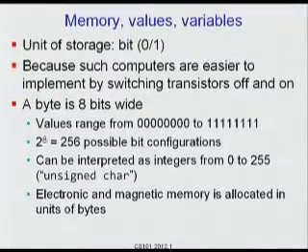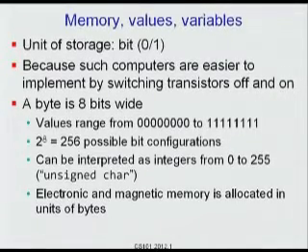And if we choose to, we can interpret them as integers between 0 and 255, which in C and C++ is called the type unsigned character. Unsigned meaning it doesn't have a sign. It can't be plus or minus. It's only plus. Okay. So in ordinary computers, all electronic and magnetic memory is allocated in units of bytes.